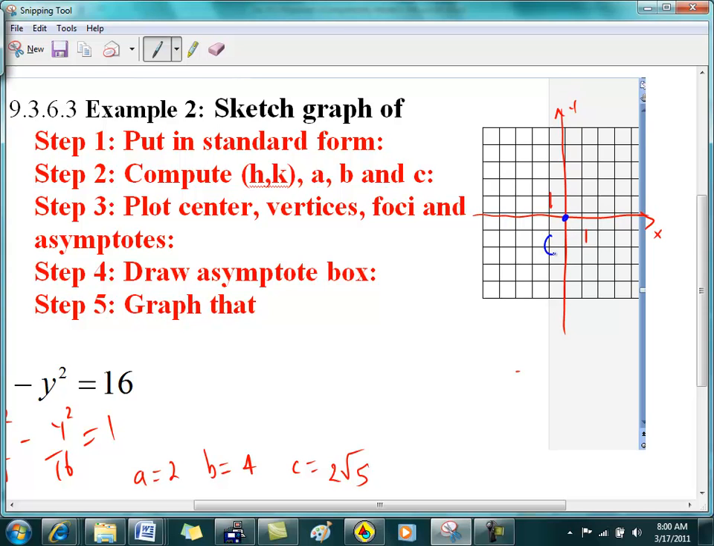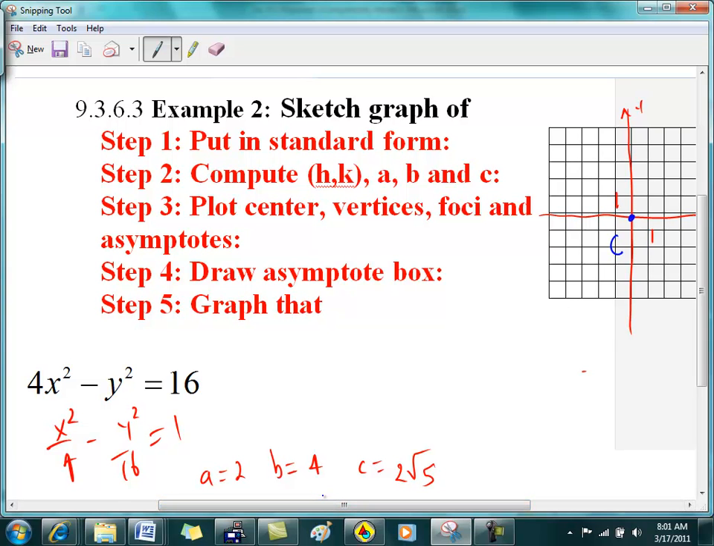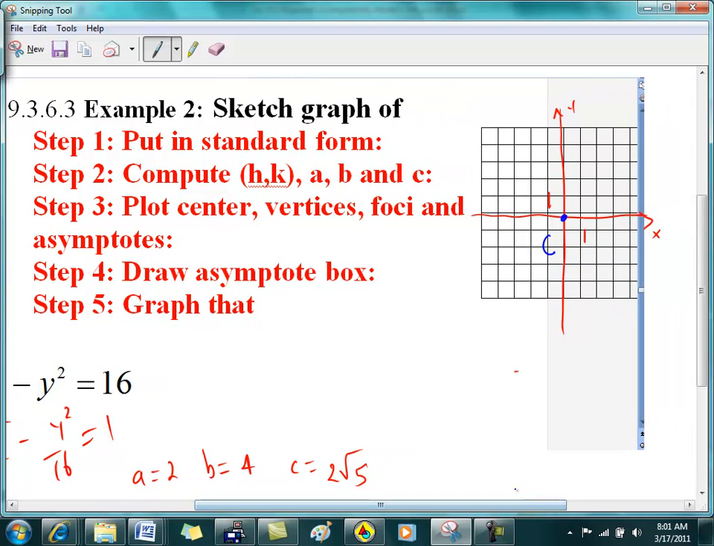So here's my center. So A is going to be, which direction is A going to be? X or Y? Y. Where's A underneath? Always underneath the first variable. Whatever the first variable is, in this case it's X. So your vertex is going to be 2 units from the center. So here's your vertex 1, here's your vertex 2.